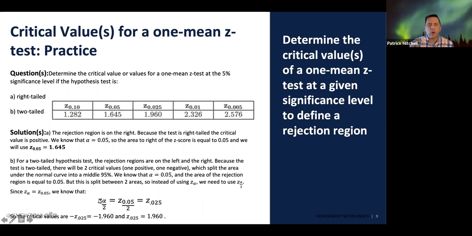So our critical value, or one of our critical values in this case, will be z sub 0.025. So think of that as the z-score that cuts off the top 2.5% of the data. So these critical values are going to be 1.96 and also negative 1.96. So what that would look like, I'll draw you a little picture.